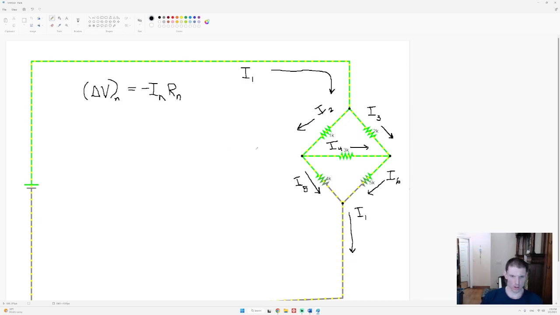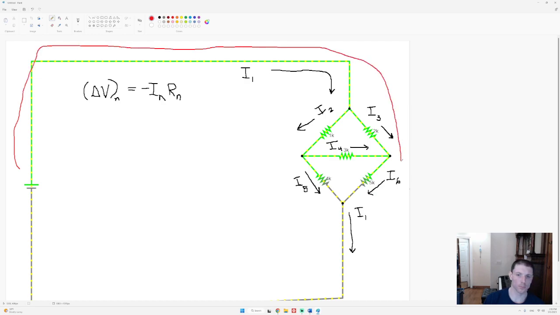Because our current is always going in the direction of our loop, right? And I didn't specify this, but our loop is going to go clockwise around the circuit. Okay, so we just have to come up with the equations here that are reflected by what we've written.